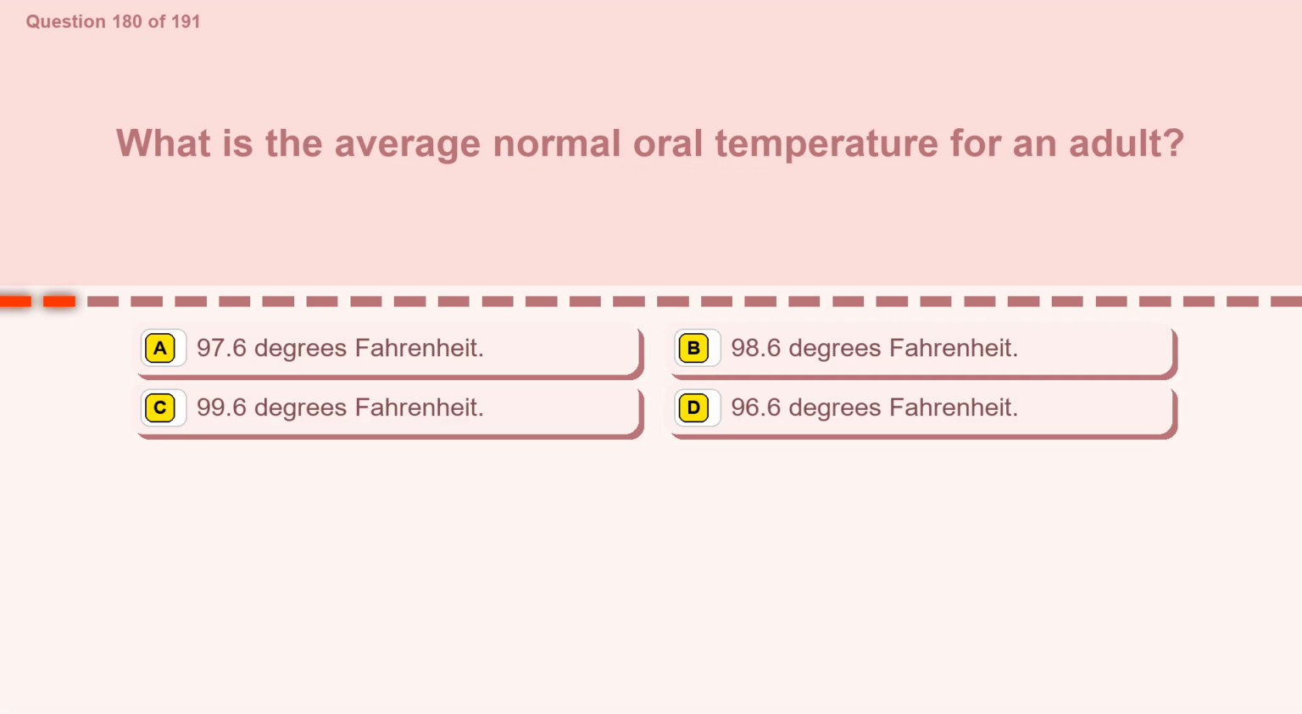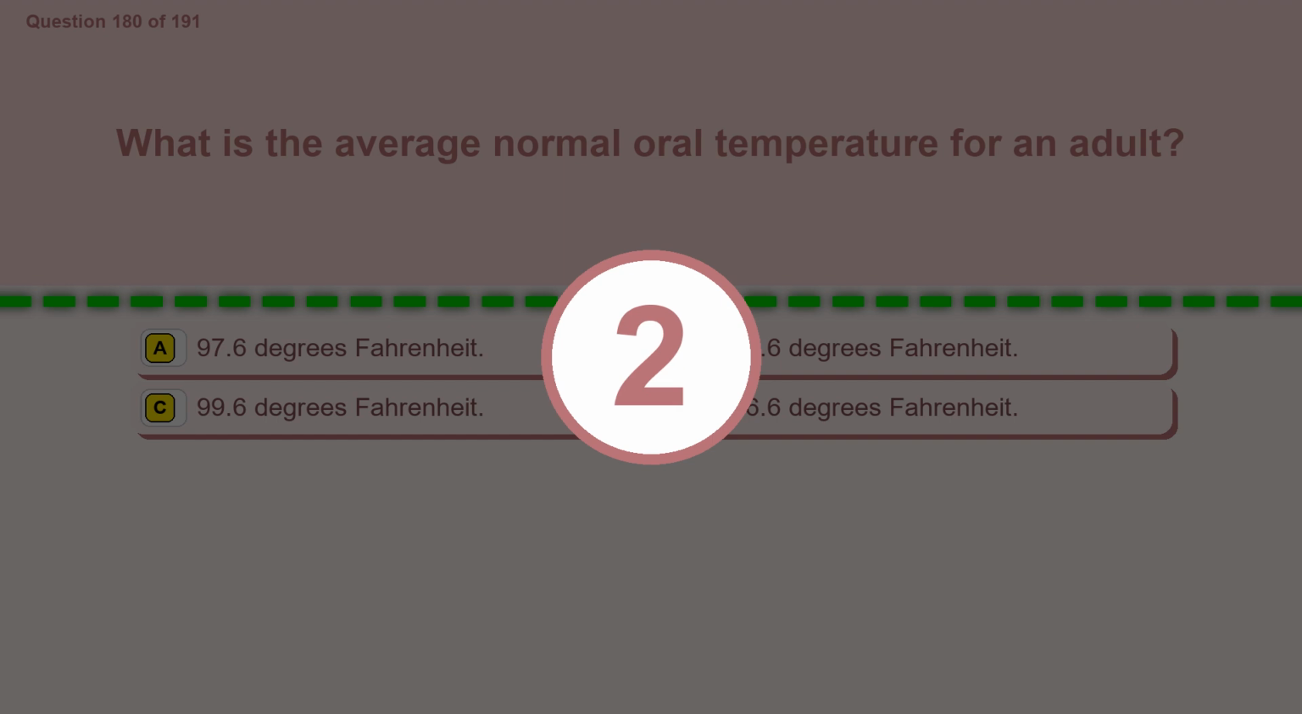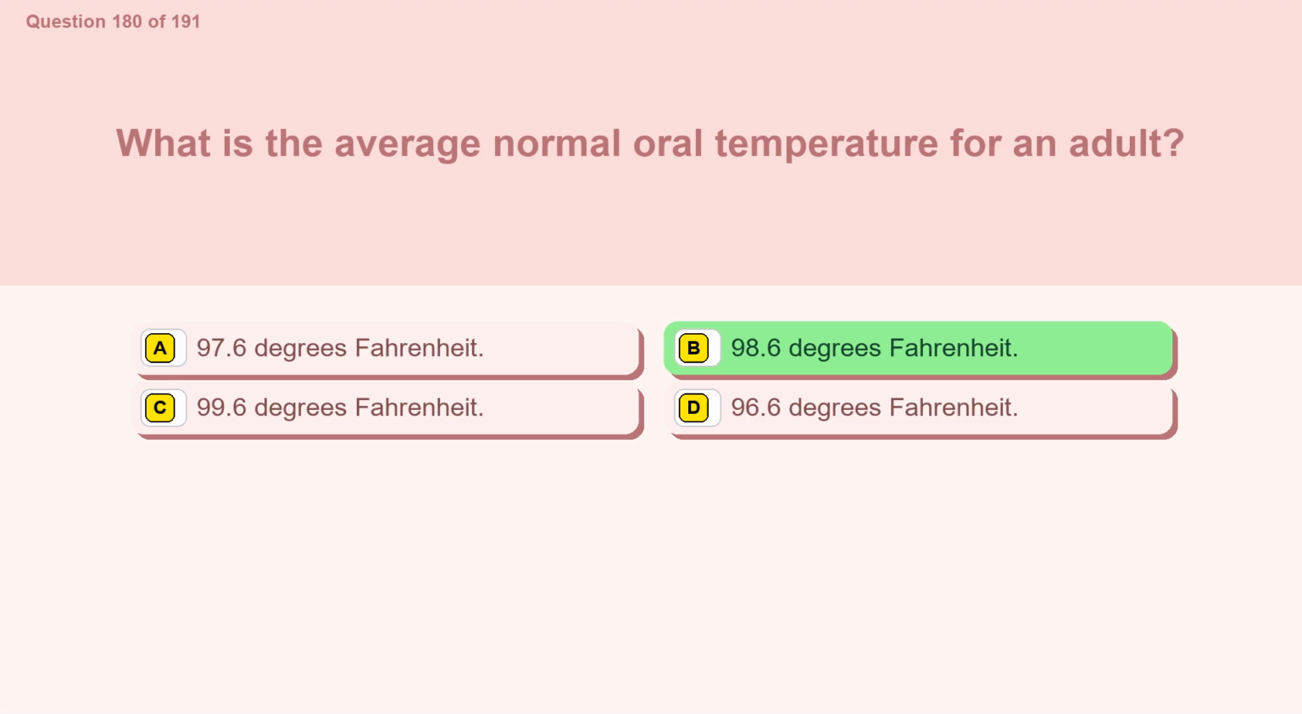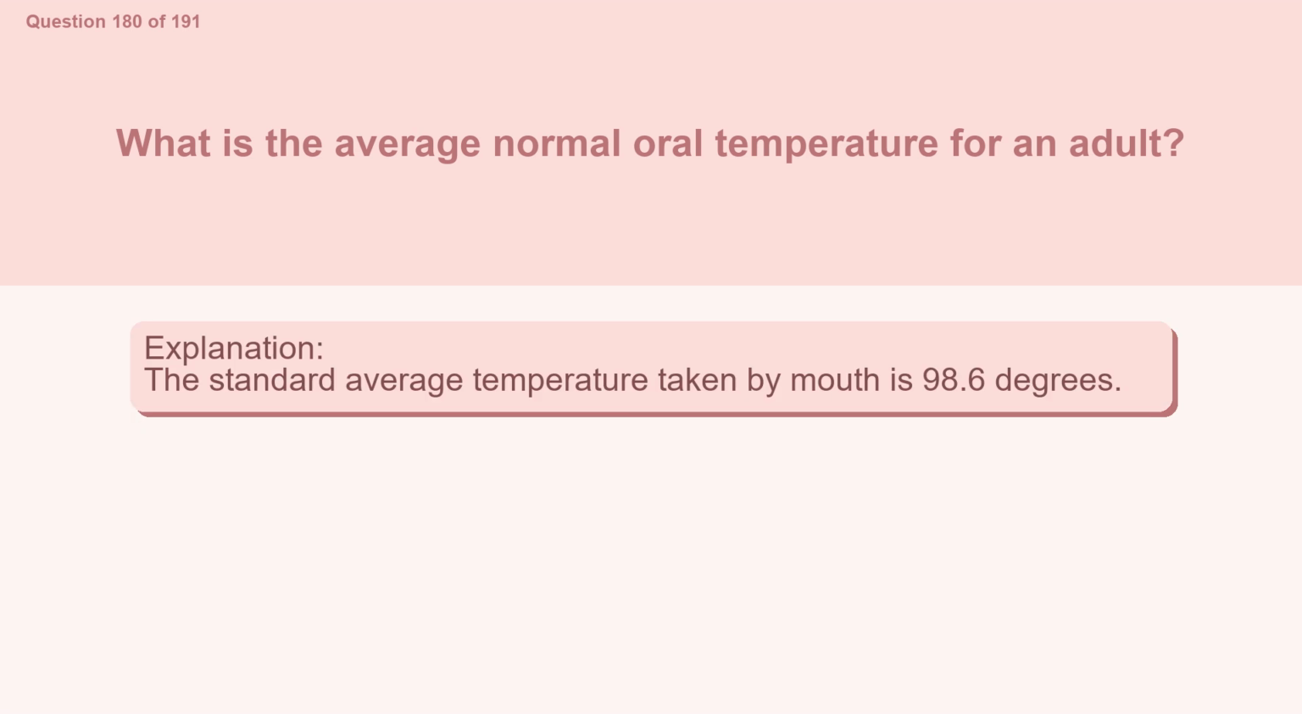Question 180. What is the average normal oral temperature for an adult? Option A, 97.6 degrees Fahrenheit. Option B, 98.6 degrees Fahrenheit. Option C, 99.6 degrees Fahrenheit. Option D, 96.6 degrees Fahrenheit. The correct answer is option B, 98.6 degrees Fahrenheit. The standard average temperature taken by mouth is 98.6 degrees.